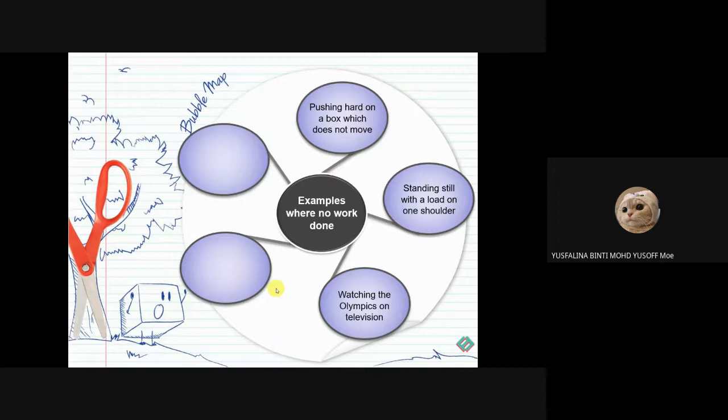Watching the Olympics on television. For this one, of course, you have not moved, so no work is done. Pressing a hand against a wall, this one we already discussed. And sitting on a bench. So these are the examples where no work is done.